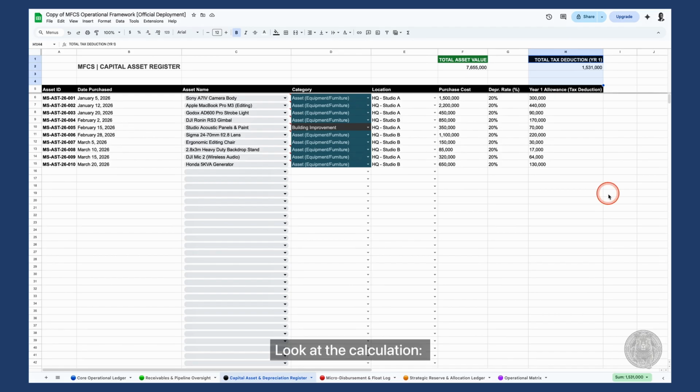Look at the calculation. 1.53 million naira. By structuring your asset logs properly, you legally and accurately reduce your firm's tax liability. This ledger alone justifies the integration of the entire system.